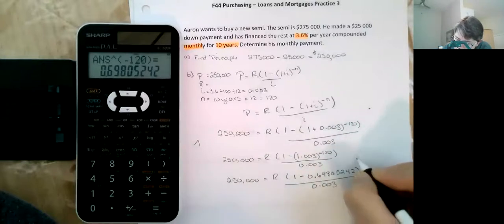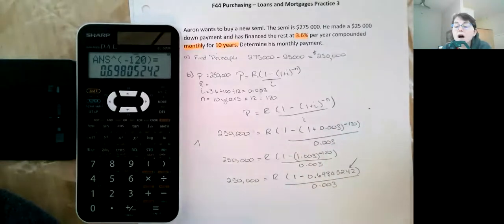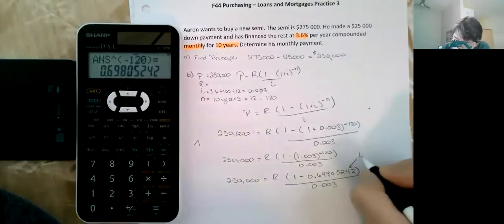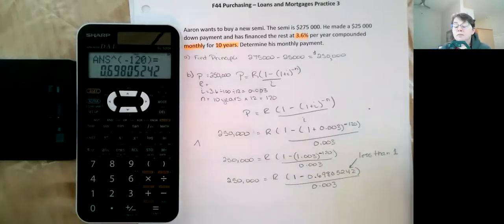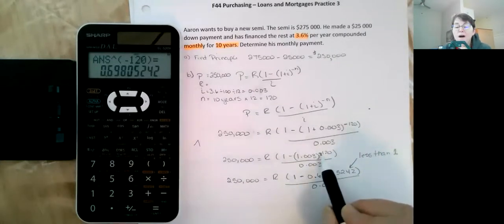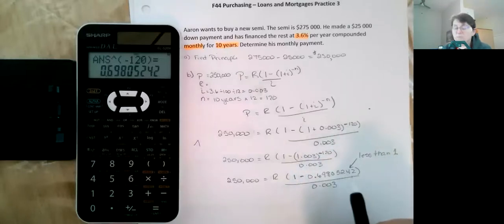This number here always better be less than 1. If you get some number bigger than 1, you know what? Almost guarantee you forgot to use that negative in there. Because when you subtract, you want this to remain a positive number. Negative numbers plus finance for what we're doing is not a good thing.